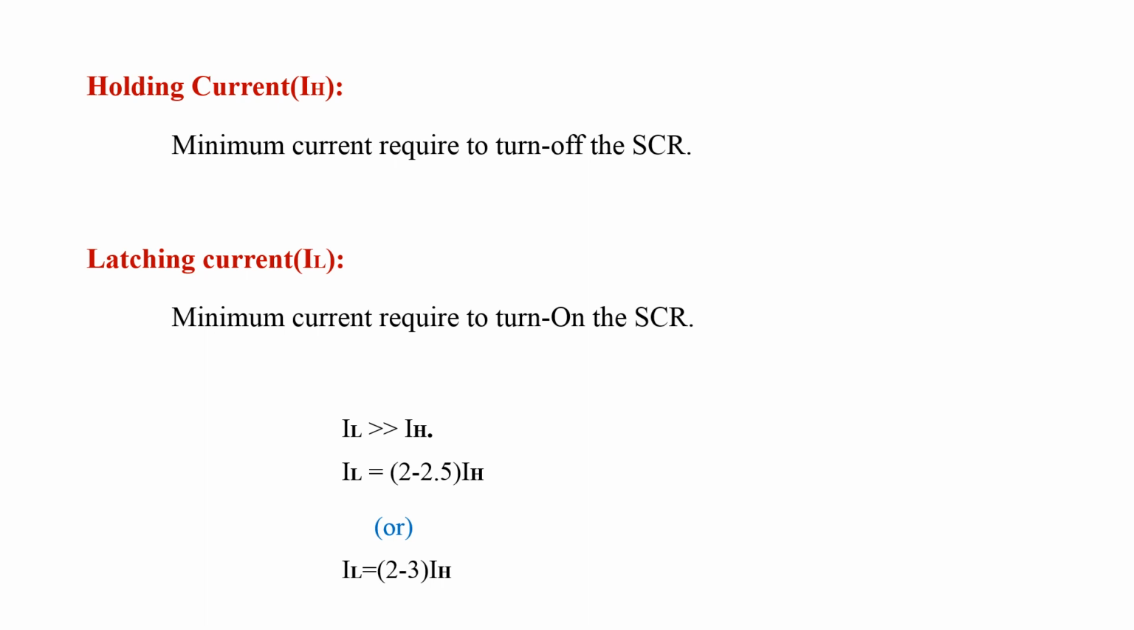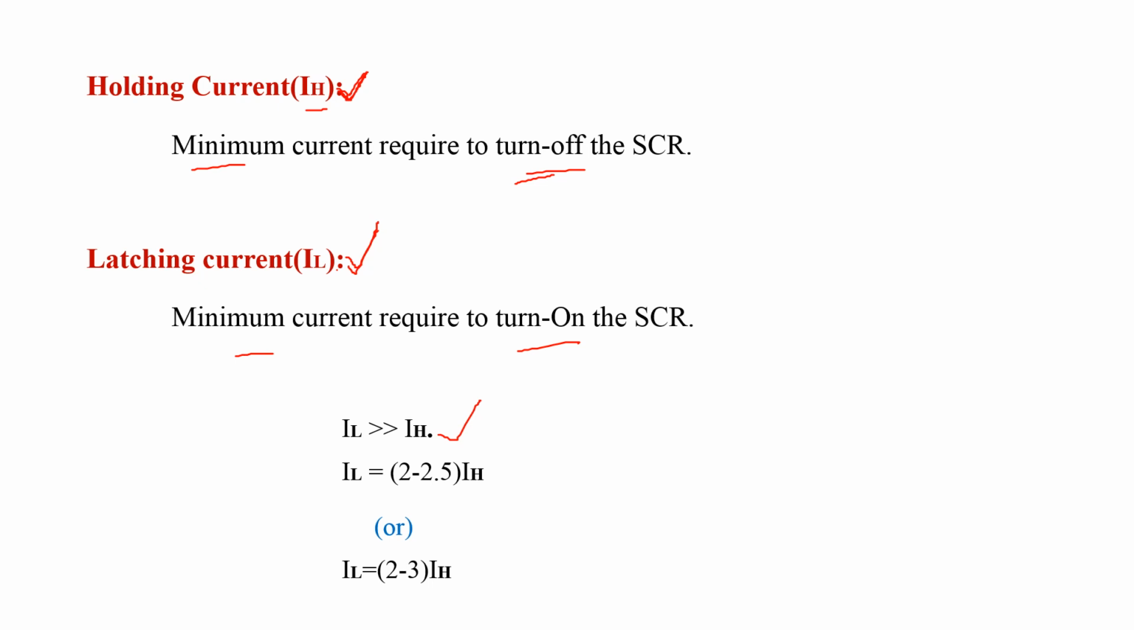Coming to the concept of holding current and latching current. These two concepts are very important, and the relation between these two is also very important from the gate point of view. Holding current is represented as IH, and it is defined as the minimum current required to turn off the SCR. Similarly, the minimum current required to turn on the SCR is the latching current. Here the latching current is much greater than the holding current.